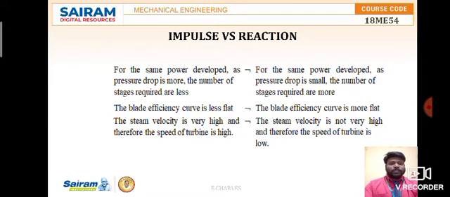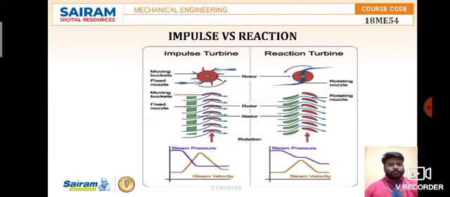So we have seen this particular point in the hydraulic turbine, when I was explaining the impulse turbine, that is Pelton wheel, and the Kaplan turbine and Francis turbine. See, Pelton will have very high head and it will rotate at a slow speed. Whereas in the case of this Francis turbine, a reaction turbine, it will be very fast and the velocity also will not be very high. So that is the reaction. The same thing will be applicable over here. The steam velocity is not very high and therefore the speed of the turbine is low.